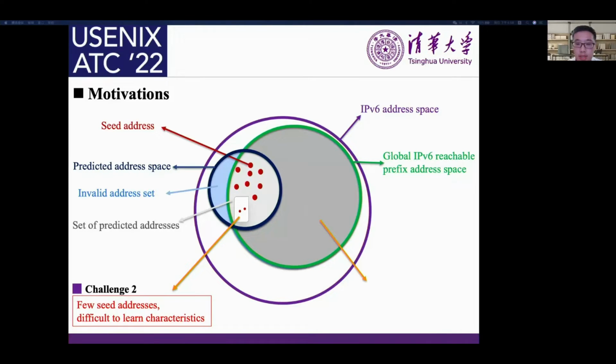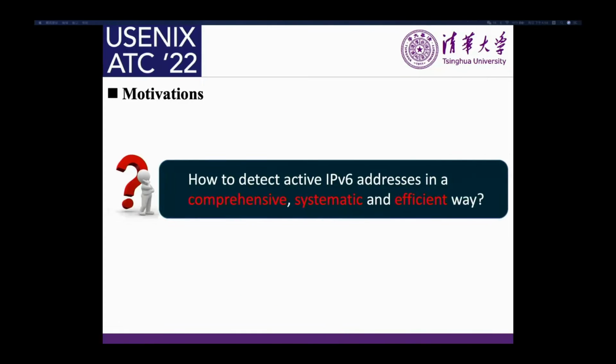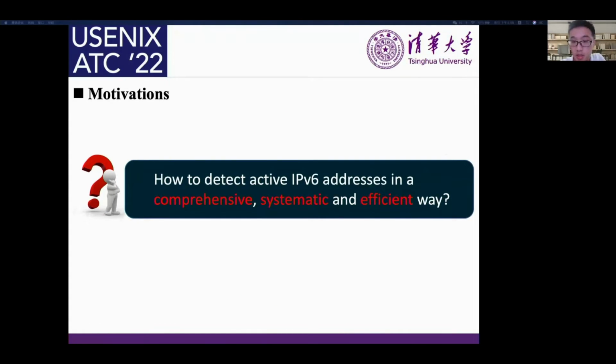Furthermore, the seed addresses are only distributed in a small number of routable prefixes, which means that the seed-based address probing method is only useful in a small number of prefixes. So, in address probing, we are faced with the challenge that existing methods don't work in the seedless prefixes. In general, there still lacks a systematic method for comprehensive global active IPv6 address probing.